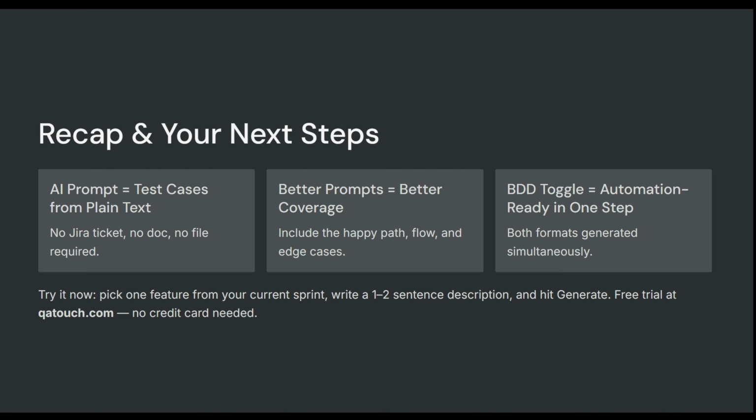So here's what I want you to do. Open up QA Touch. It's free to create an account. The link is in the description. Pick one feature from your current sprint, write a 1 or 2 sentence description, and hit generate.